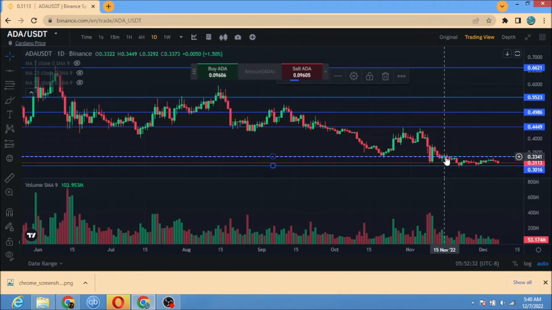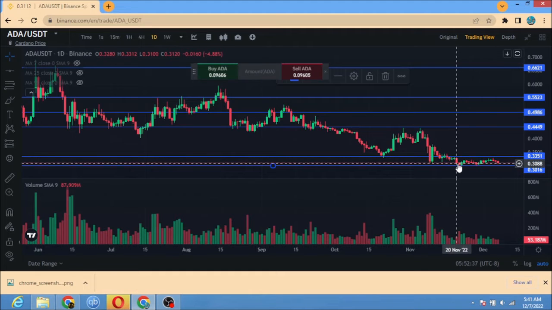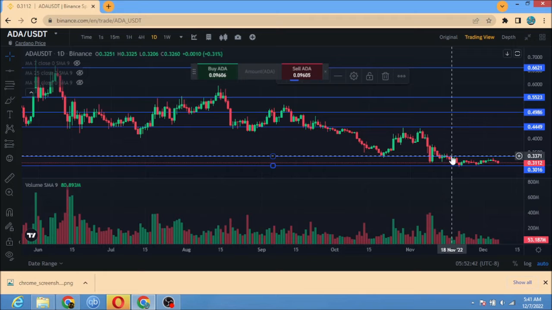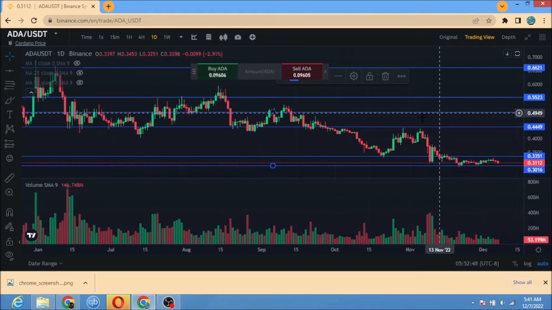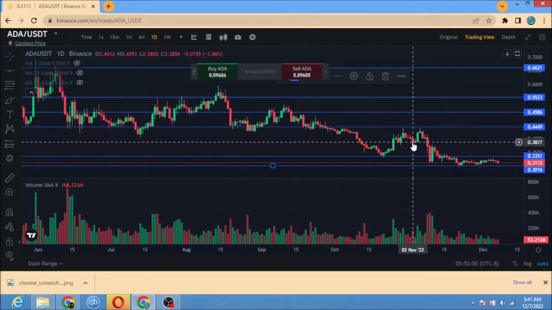Once it moved downwards, it made another support. But once it broke it, it started to move downwards, and this one became our resistance right now. So this one is our current support. As you can see, this is ADA versus USDT. So this is how the support moves.